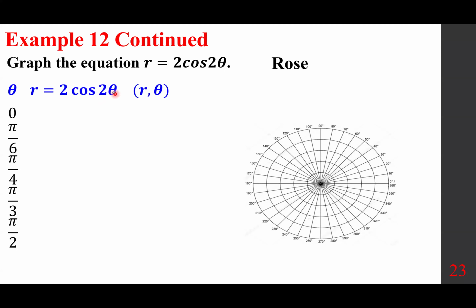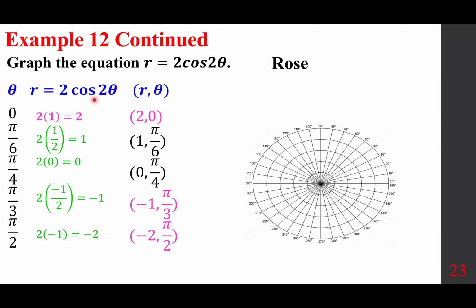Pi over 2 times 2 is pi, and cosine of pi is -1. 2 times -1 is -2. I'm sorry, pi over 4 times 2 is pi over 2, and cosine of pi over 2 is 0. So this is what we get.